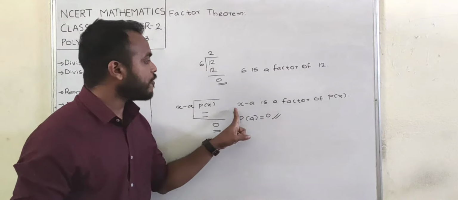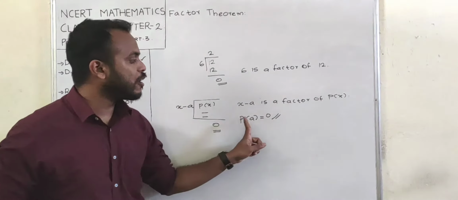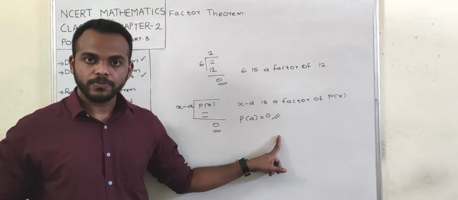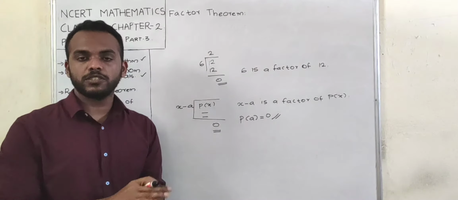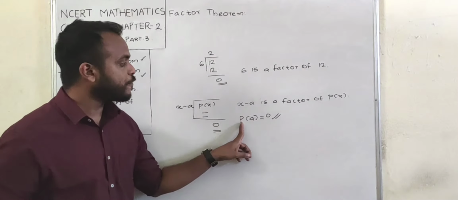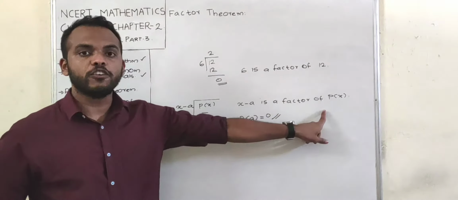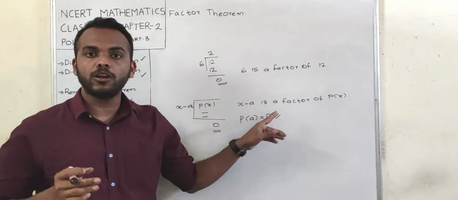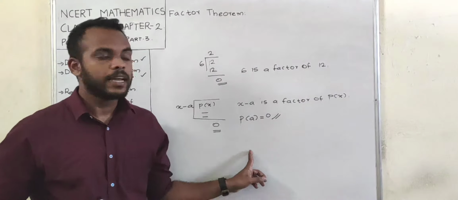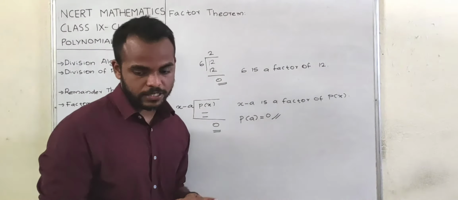Now, factor theorem is nothing but the joining of these two statements. That is, if x minus a is a factor of p of x, then p of a is equal to 0. We can say in the opposite way also, or the converse is also true. That is, if p of a is equal to 0, x minus a is a factor of p of x, provided p of x is a polynomial of degree greater than or equal to 1 and x minus a is a linear polynomial as it is written.